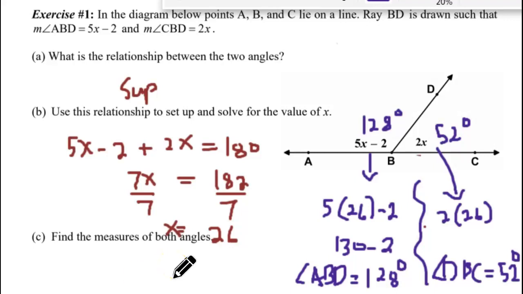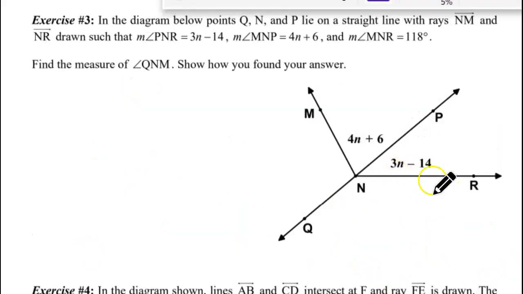All right, so let's look at the next example. This is the diagram that we have. We know that we have a straight line, and this and this is 180. And this one and that one is also 180. Our question is, find the measure of Q and M.